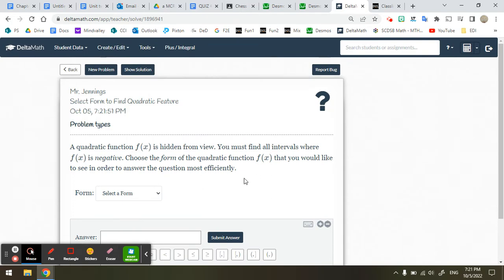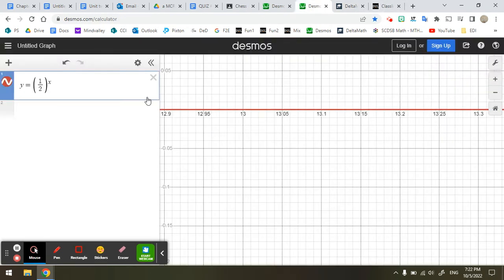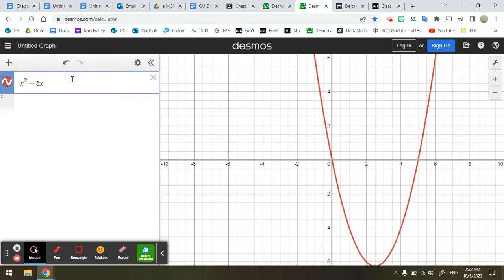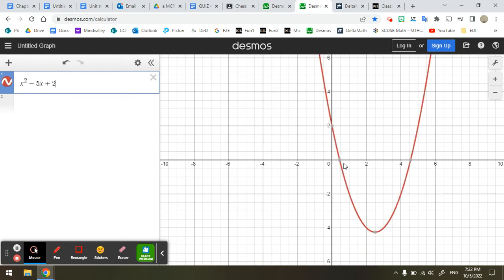A quadratic function's hidden from view, and we want to find all the intervals where it's negative. So I'm going to show you a quick visualization in a fresh Desmos of what they're talking about. Let's say I have a quadratic function that's x squared minus 5x plus 2, and I want to know when this quadratic is less than 0. Well, it's less than 0 only between the roots. See how the roots are the points where it transitions from positive values up here into negative values down there? So if I knew the roots, that would be really useful for finding out more about this quadratic.